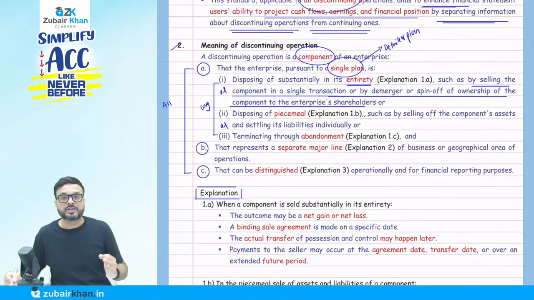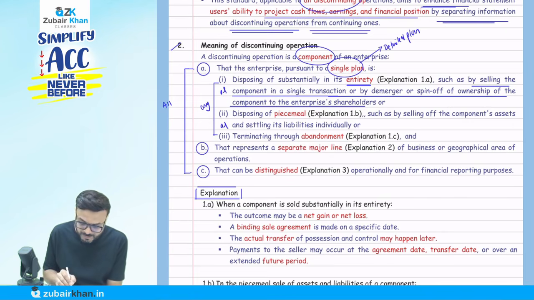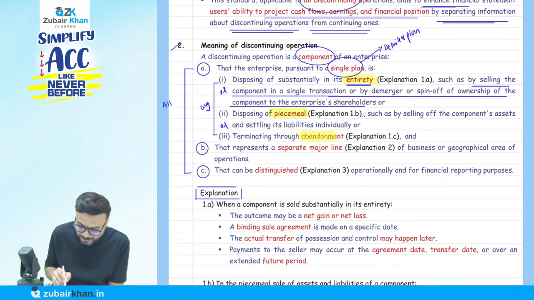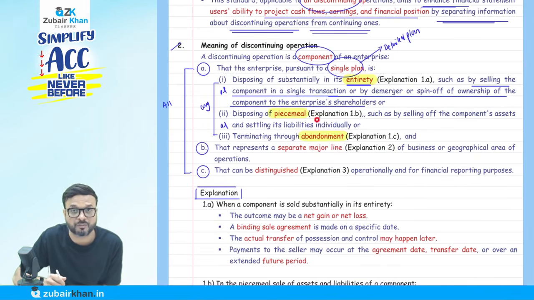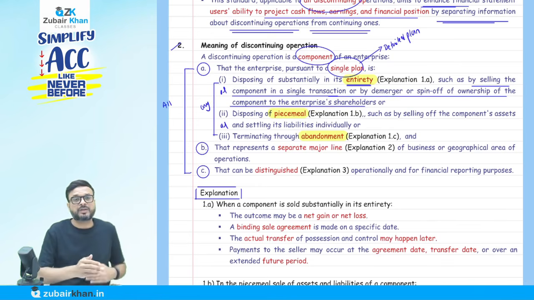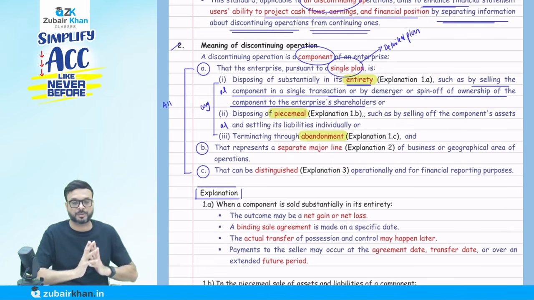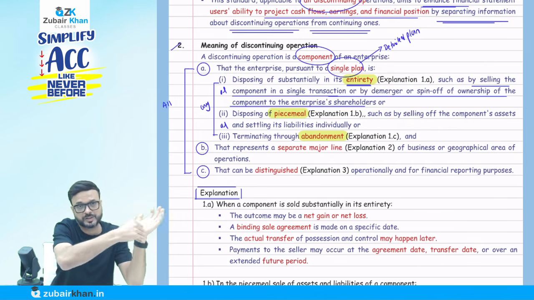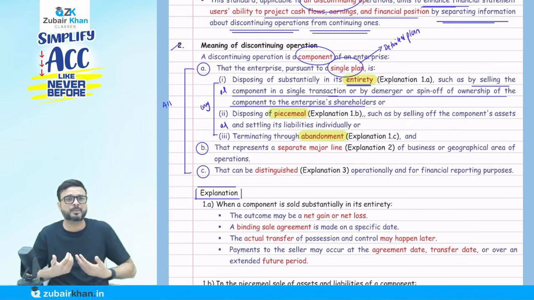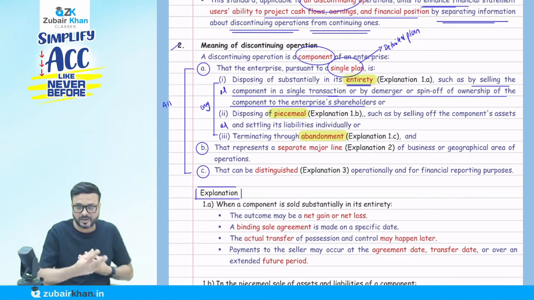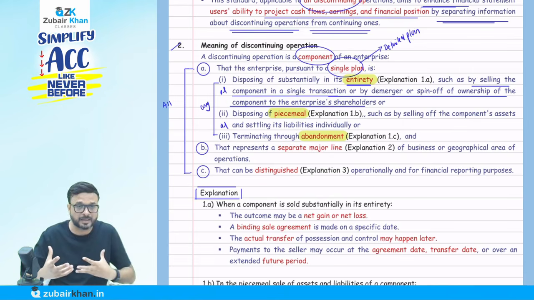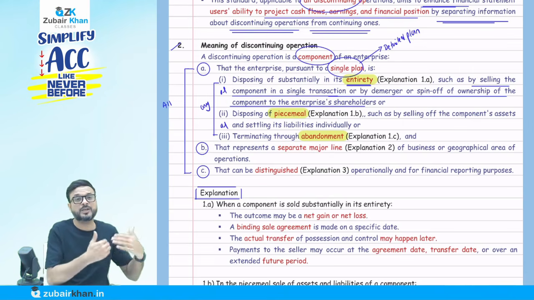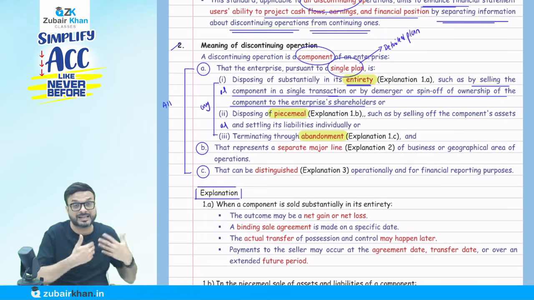Just listen carefully. The keywords are: first entirety, then piecemeal, and abandoned. When it comes to piecemeal, they say disposing of piecemeal, such as by selling off the component's assets and liabilities individually. Suppose I want to discontinue airline operations, and I am not able to find one customer who wants to purchase that complete operation. In that case, I will settle individually: asset by asset, I will sell the aircraft, the furniture, the machinery, and I will settle the liabilities individually.